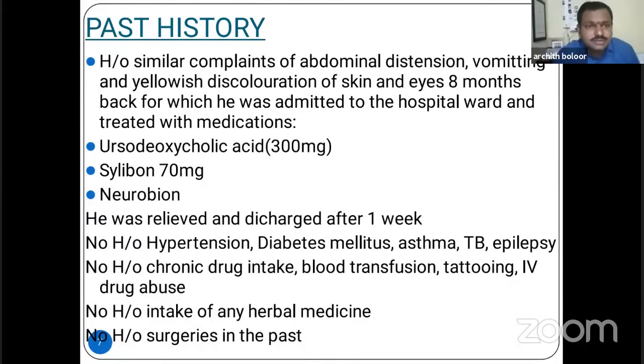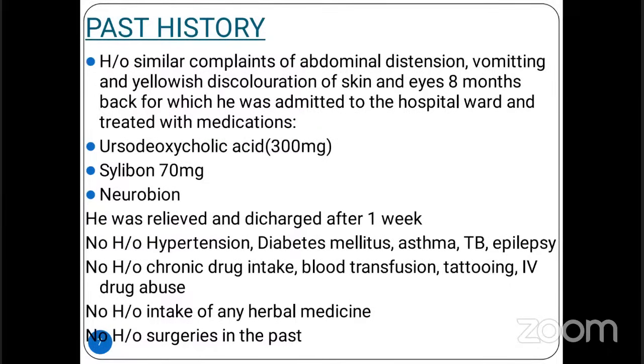Okay, let's go to the past history. The patient had similar complaints of abdominal distension, vomiting and yellowish discoloration of skin and eyes 8 months back, for which he was admitted to the hospital ward and was treated with medications, ursodeoxycholic acid, Cilibion and Neurobion. He was relieved and discharged after 1 week. No history of hypertension, diabetes, asthma, TB, or epilepsy. No history of chronic drug intake, blood transfusion, tattooing, IV drug abuse. No history of intake of any herbal medicines, and no history of any surgeries in the past.